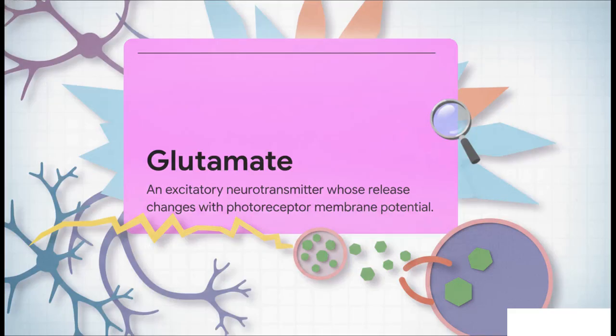But of course, that electrical shift inside the cell has to be communicated to the rest of the retinal network, right? Enter glutamate, an excitatory neurotransmitter. Because light changes the electrical state of the photoreceptor, it fundamentally alters how much glutamate is released to the synapse. So the bipolar and horizontal cell networks are quite literally reading these shifting chemical inputs. At this point, the visual information has been completely chemically encoded.